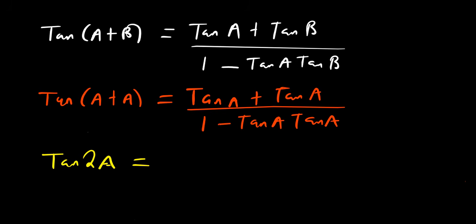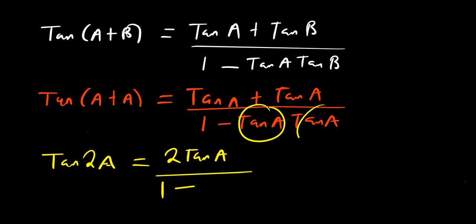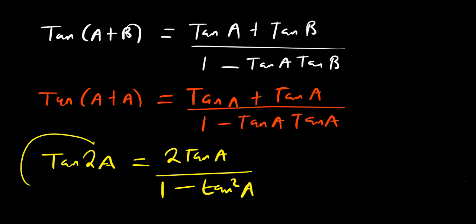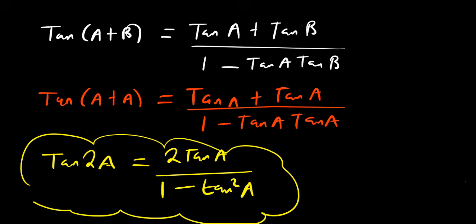So the double angle for tan, for tan 2A, is just the same as when I add tan A plus tan A. That just gives me 2 tan A over, when I come to what is down, I've got 1 minus tan A multiplied by tan A. That just gives me tan squared A. So this is the double angle formula for tan. That is very important for you to also understand.